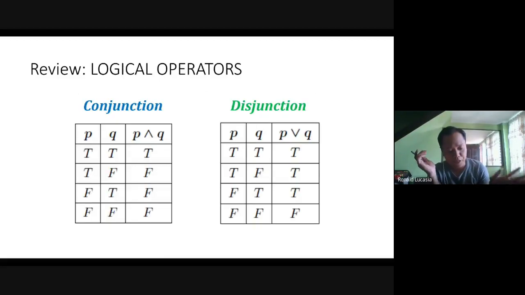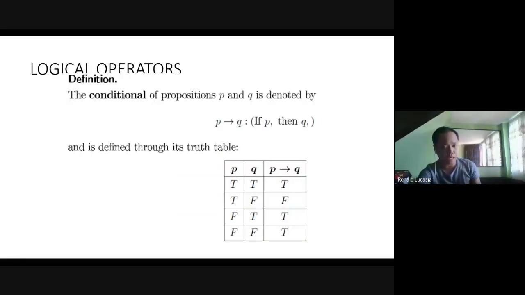Okay, so just a sort of review about the conjunction and the disjunction proposition. Remember that the conjunction proposition will be true if both the propositions P and Q are true. Otherwise, the whole compound proposition will be false. For the disjunction proposition, the compound proposition is true when at least one of the propositions P and Q is true. We take note: at least one. So if P is true and Q is true, then the whole compound proposition will also be true.